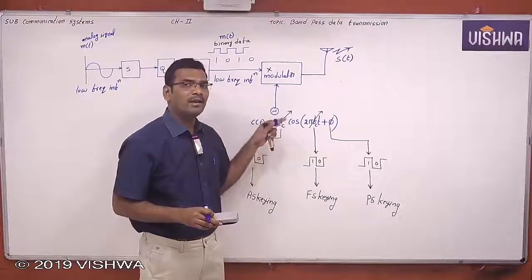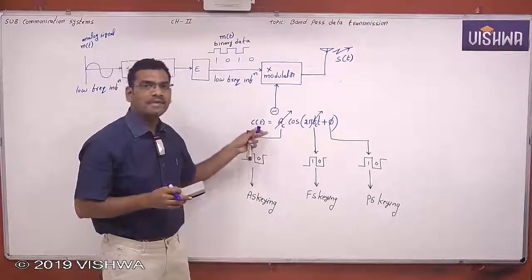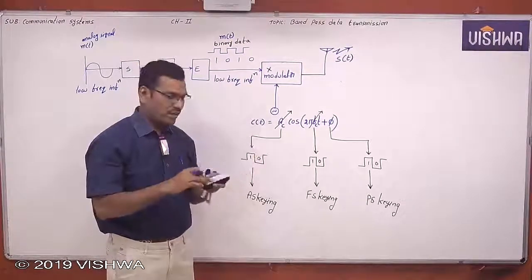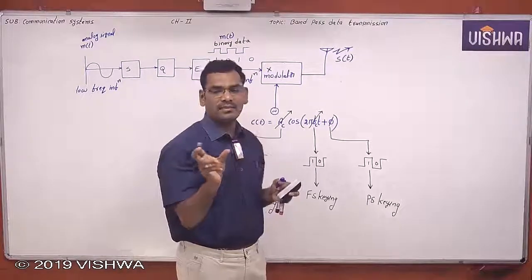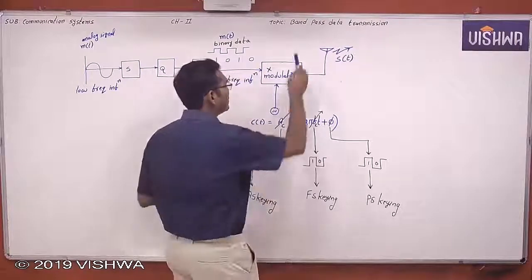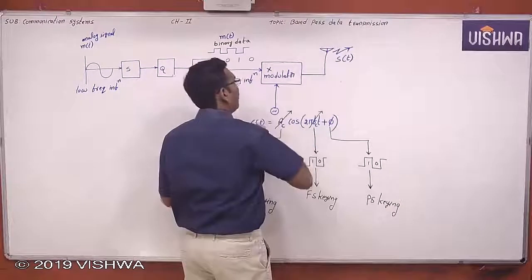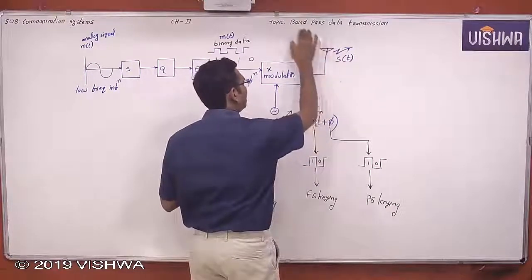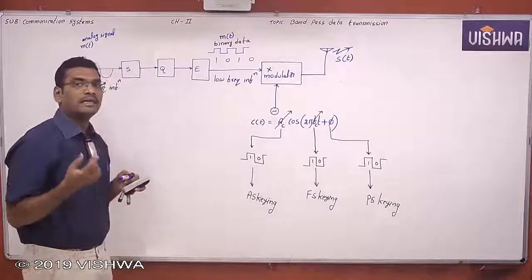involves the analog carrier, right? But this is the low frequency information, and when the carrier comes into the picture, then after modulation, that is a modulated signal. A modulated signal is nothing but a range of frequencies, a band of frequencies. That's why this is called band pass data transmission. A band of frequencies are available here.